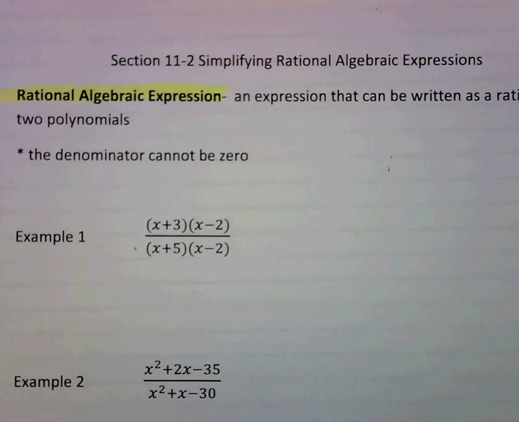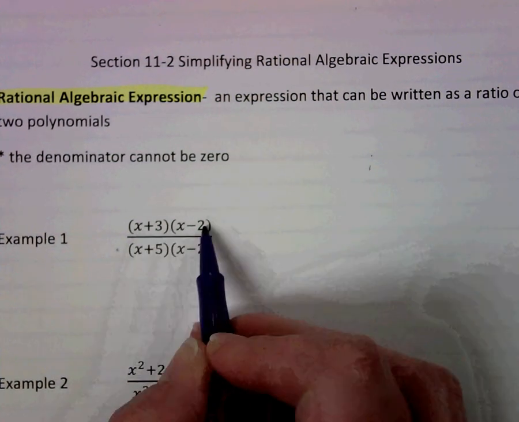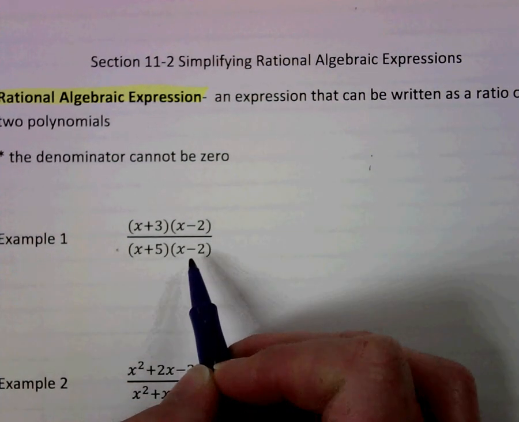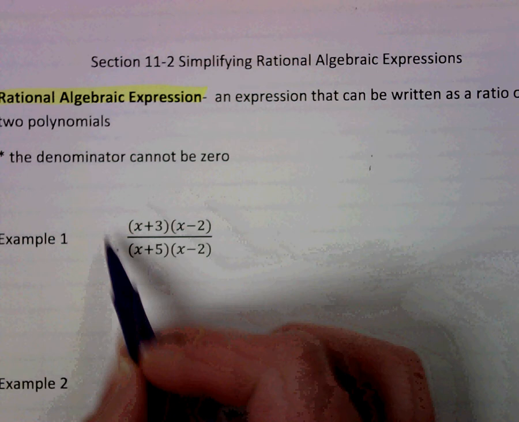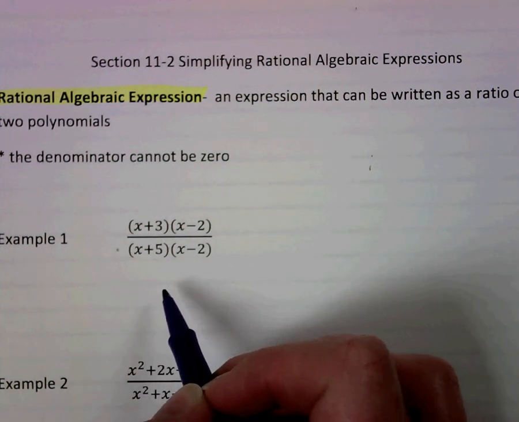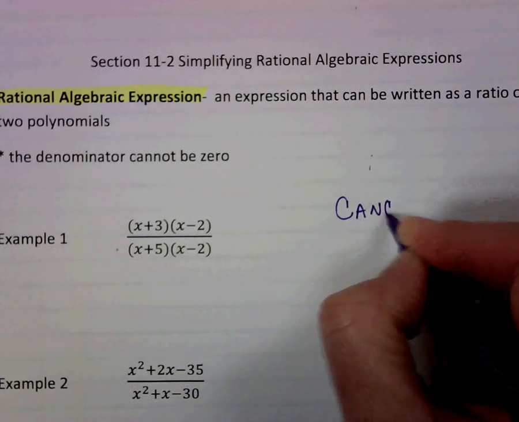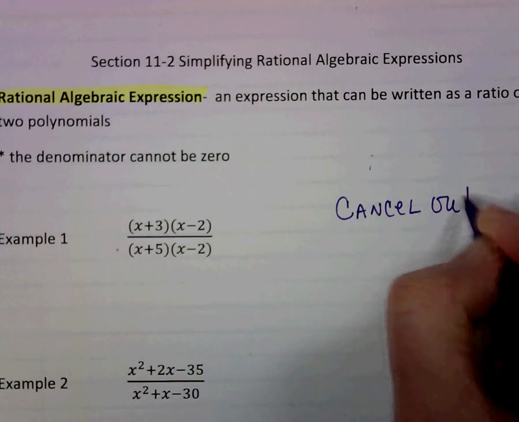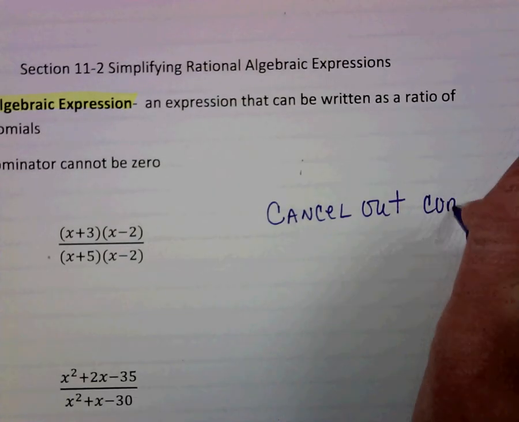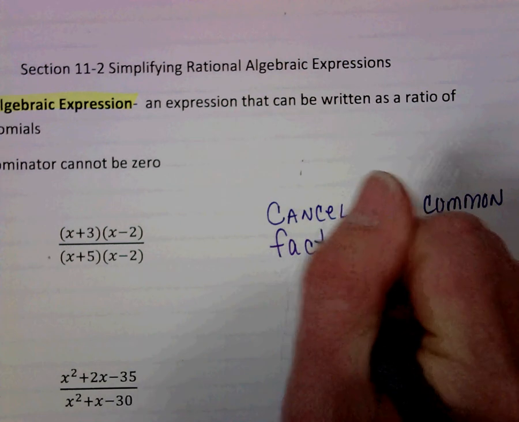So let's look at example number 1. You'll notice that example 1 is already in factored form. So one key idea here is we are going to have to factor any polynomial that we have. All we have to do here is cancel out the common factors.